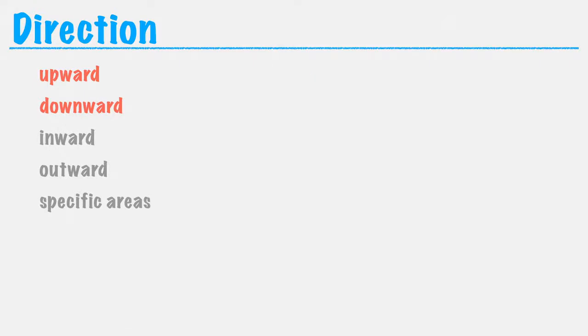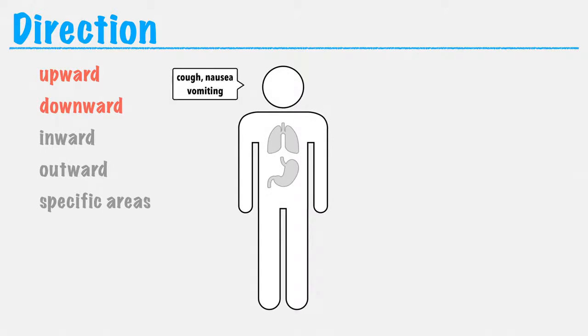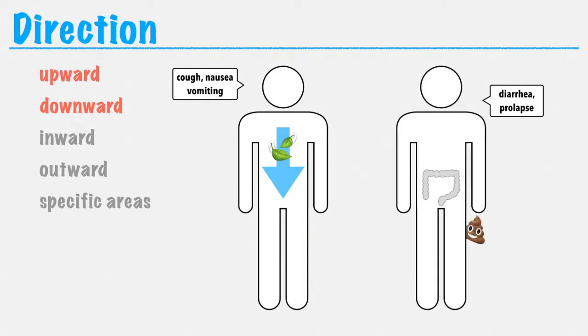Some of the diseases we treat have a direction associated with them. So for example, with cough, nausea, and vomiting, we might say that the qi is rebelling upward. So we treat these conditions using herbs with a downward direction. Diarrhea or rectal prolapse could be qi sinking, so we counter that by using lifting herbs.